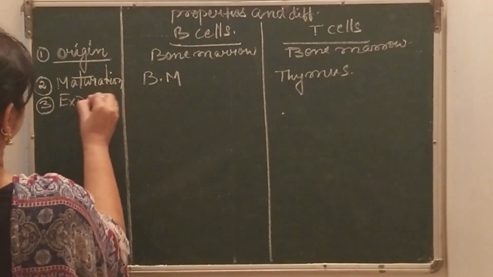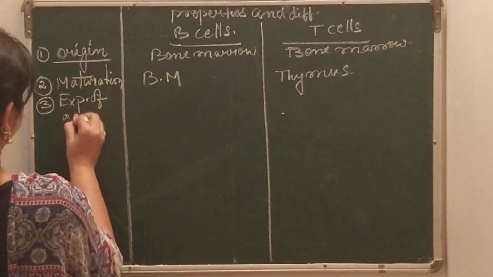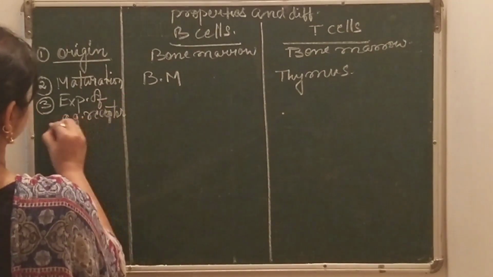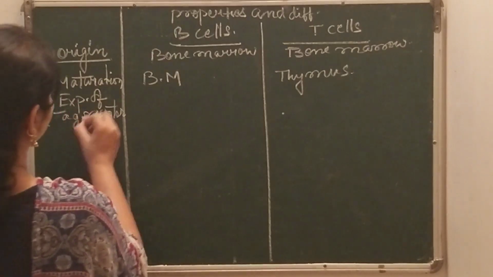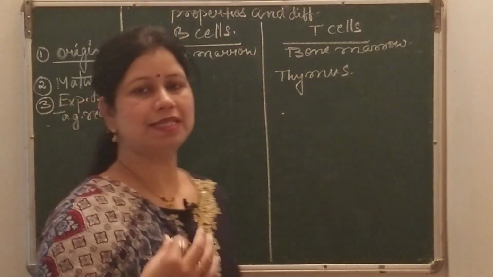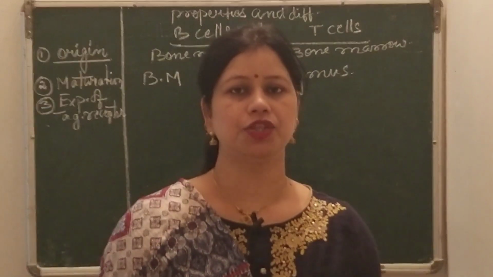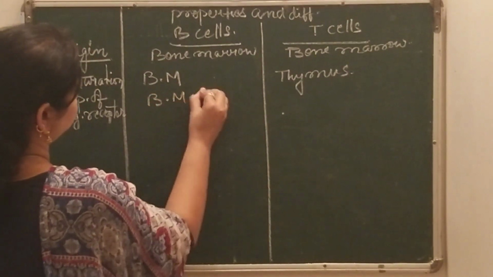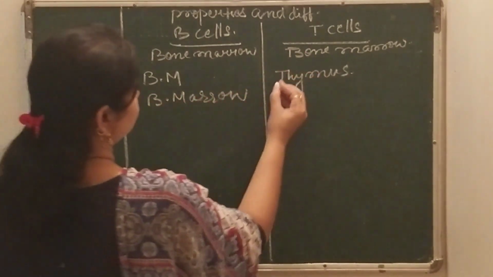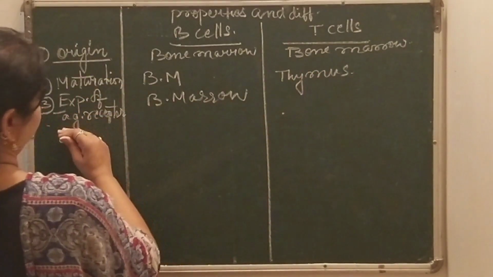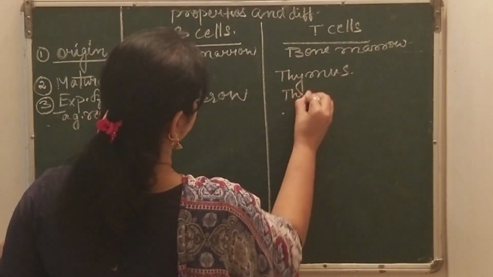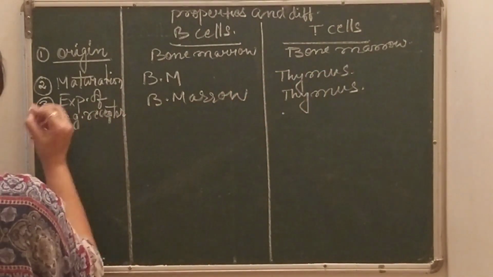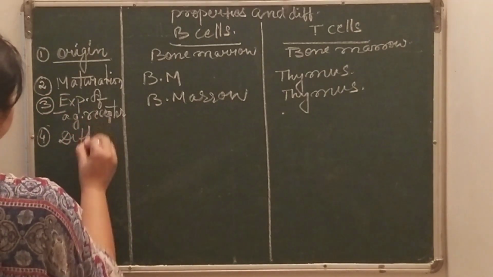Third point we will discuss is expression of antigenic receptors. So, B cells express their antigenic receptors in the bone marrow, but T cells express the receptors for the antigen in thymus.